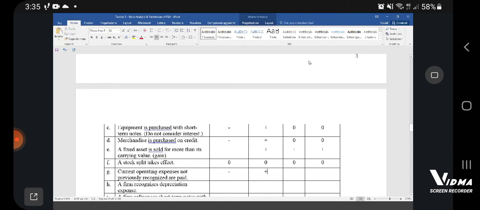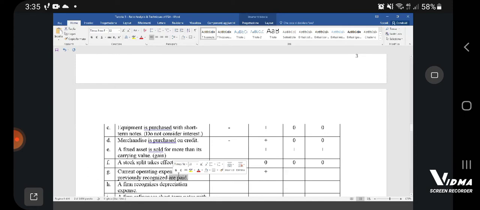Are we going too fast? I didn't get this one. This one. Okay. But they were not recognized. Yes. Of course, no change in the total debt here.